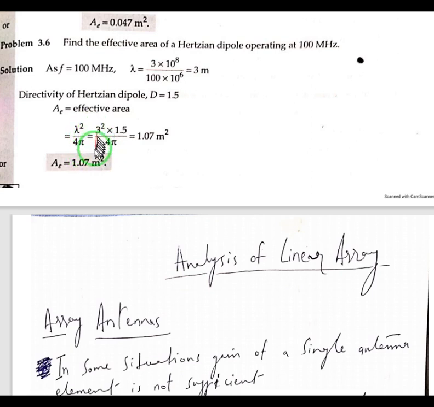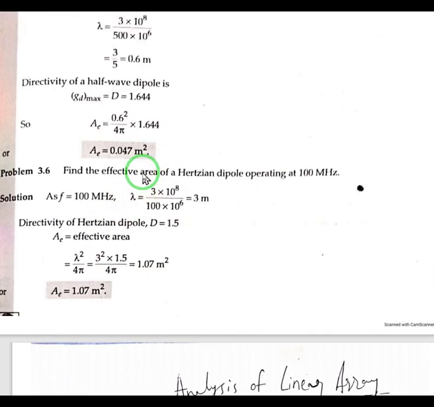Lambda square over 4 pi GD. Lambda we have is 3. We have to square it, multiply by GD, that is 1.5, which has been derived a bit ago, and the 4 pi is the constant. After including the values in the formula, we got the effective area, that is 1.07 meters square.